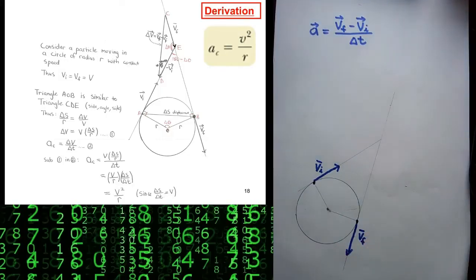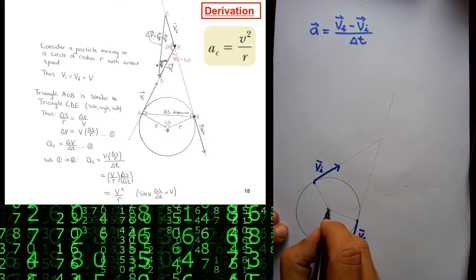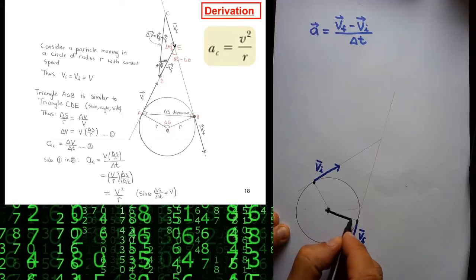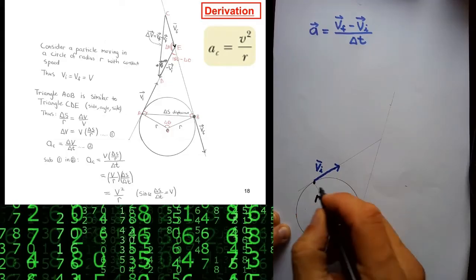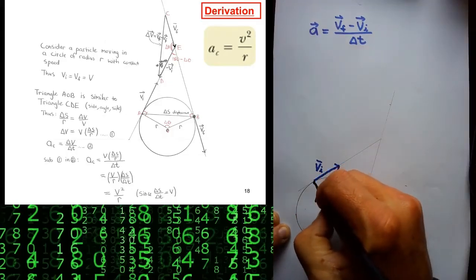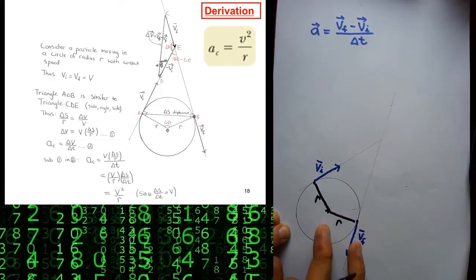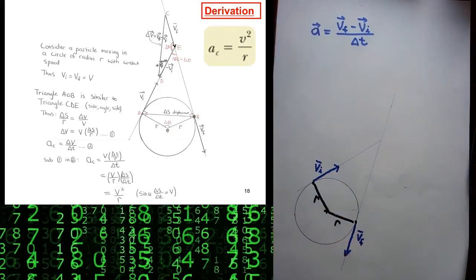Some other quantities that we can fill in on the circle is, if this is the center of the circle, then we have a radius here. We say that the circle has radius r. This segment here is also going to be the radius. These both have lengths r.